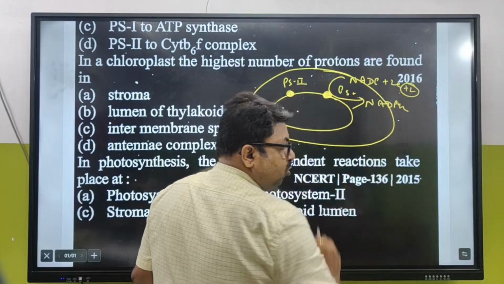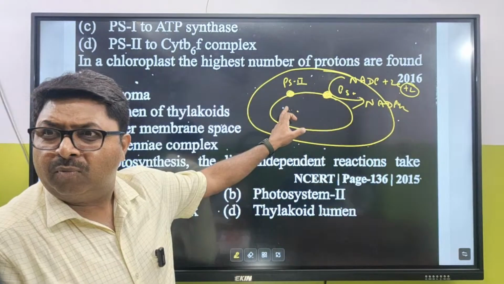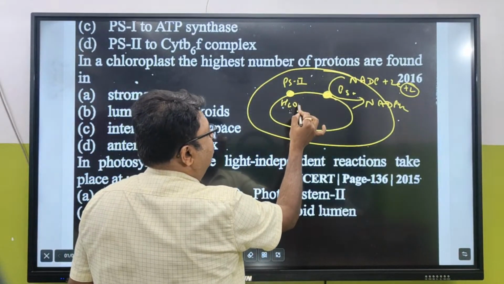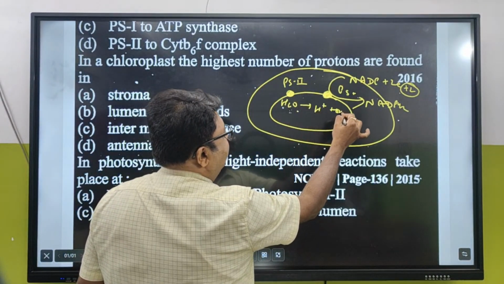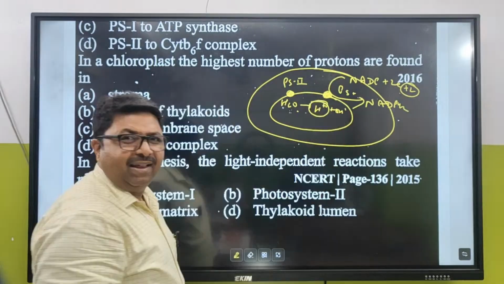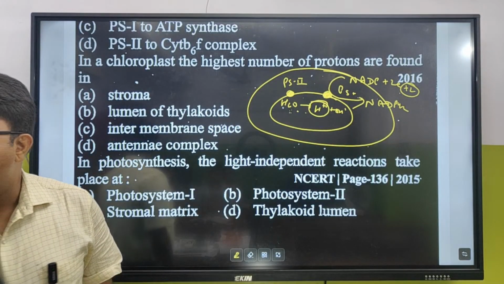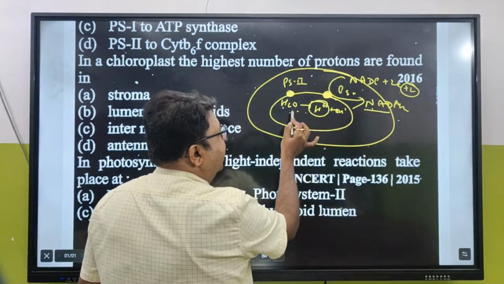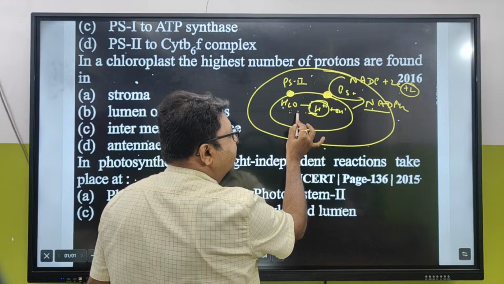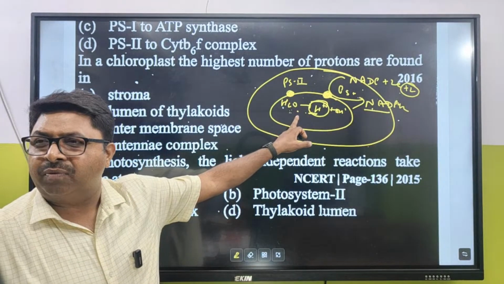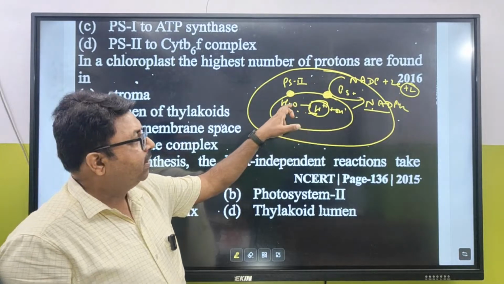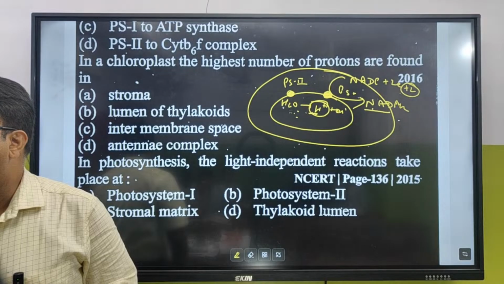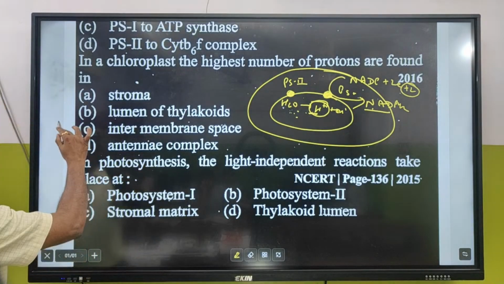It added, reduced it. And what is increasing here? What is being added over here? Due to photolysis of water, H plus and OH minus ions, H plus is increasing over here inside the lumen. Here it is reducing hydrogen, and here hydrogen is being produced inside the lumen. So more hydrogen concentration occurs over here if you compare the lumen and the stroma. So what is the answer?